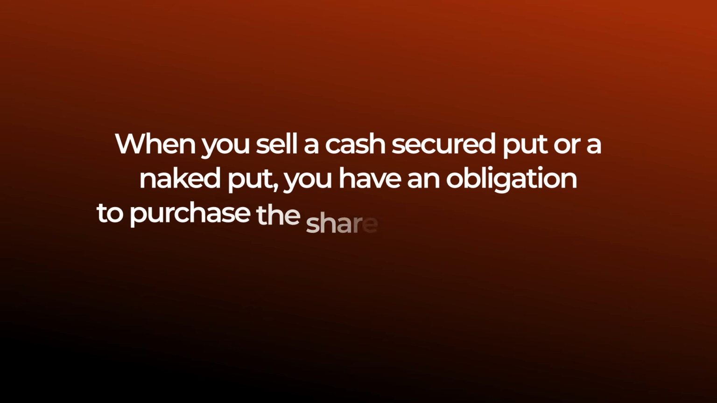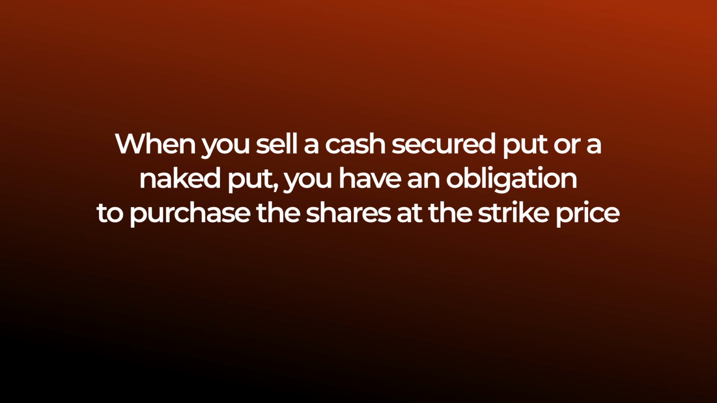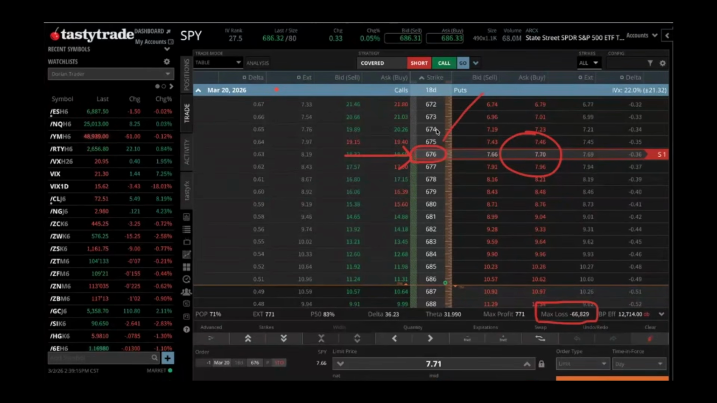When you sell a cash secured put or a naked put, you have an obligation to purchase the shares at the strike price. Once again, the strike price is the 676. That's a basic strategy you have to understand.